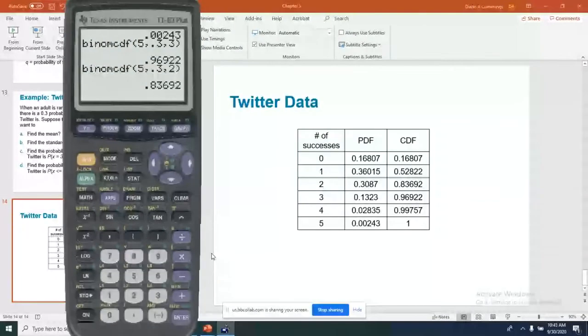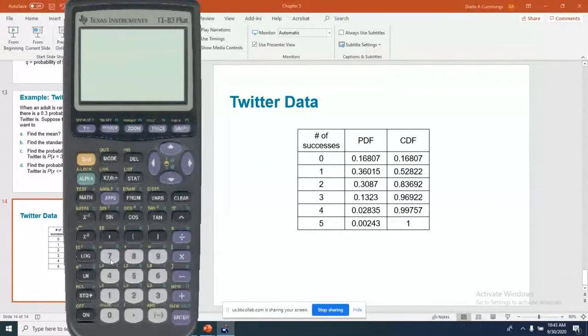All right, so just to show that, I'm going to clear out my home screen. I'm going to put in 1 minus. I'm going to go back into distribution and find the CDF. We're going to put in N, which is 5, P, which is 0.3, and an X value of 2, because that will give us the area from 2 to 0. And if we subtract from 1, that should give us the area for 3, 4, and 5.